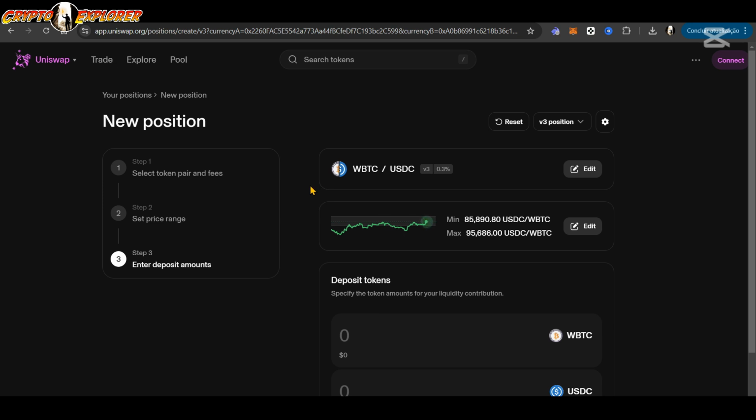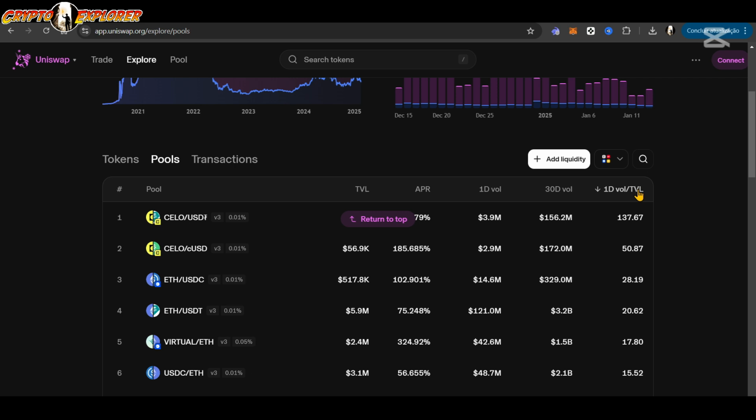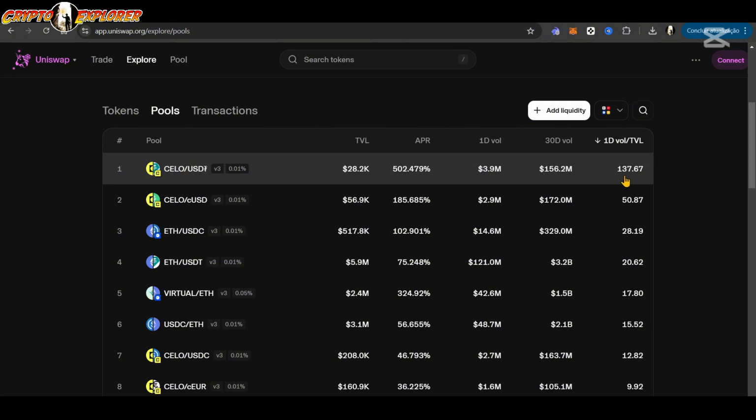So briefly put, this is how you can start using Uniswap to invest, to generate passive income. If at any point in time you want to see other options, other pools, you can always come here on pool, of course, or explore pools. And then we find the list of the pools that have a ton of different metrics here for you to look for. If you go with the 1-day volume to TVL, this basically shows you the best performing pools. So this one with Celo USDT, this is yielding crazy because of the sheer amount of volume, almost 4 million of volume, and the TVL is not even 30K. So this is a pool that is having a huge amount of profits, okay?